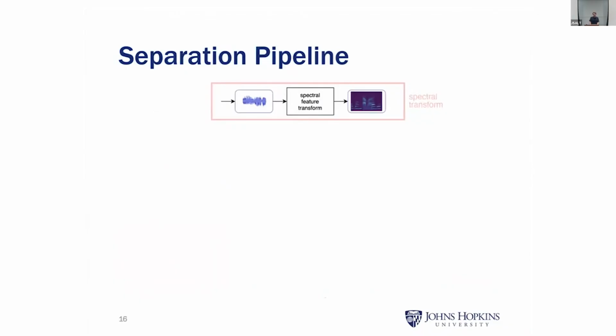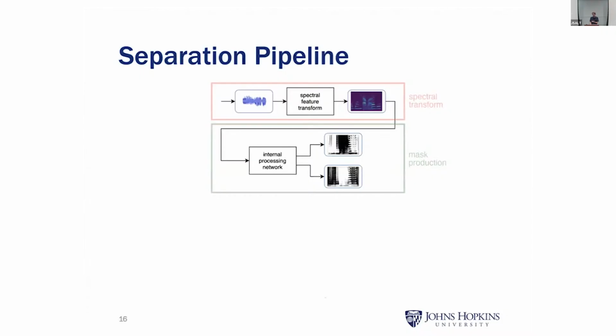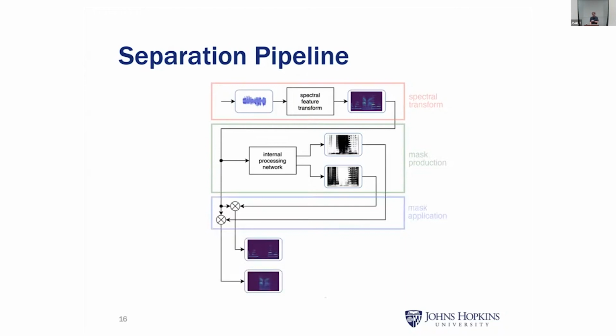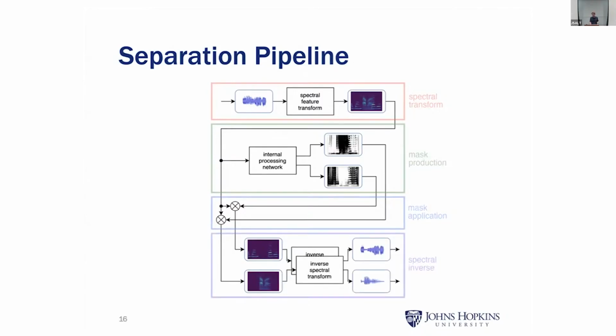And just to briefly walk through the pipeline, it's very similar to the mask-based enhancement from before. You'll take an input speech signal and project it into some sort of spectral domain. Then you're going to have some neural network that takes in this mixture and estimates masks for each of the sources. Next, you take these masks and apply them independently to the original input mixture and its spectral representation. And then finally, you can invert your spectral transform to estimate the speech of the two sources.